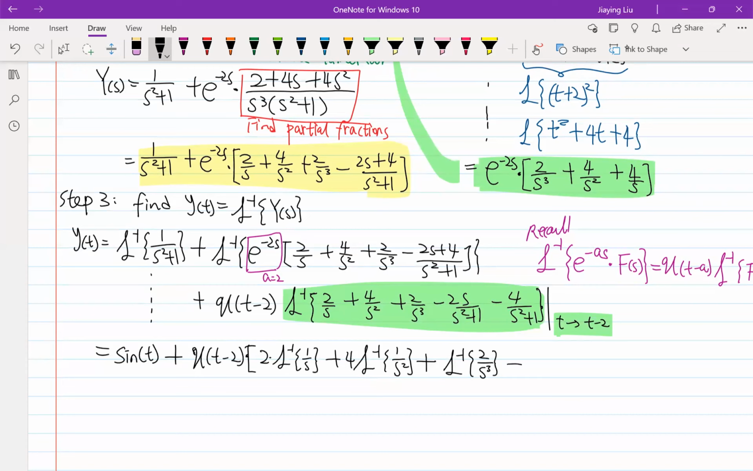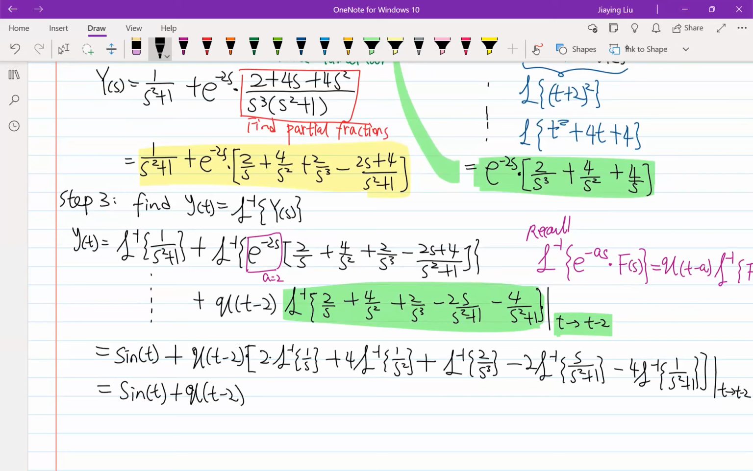But it's safe to pull out the 2 and the 4 from the other terms. So minus 2 times the inverse Laplace of s over s squared plus 1, minus 4 times the inverse Laplace of 1 over s squared plus 1. And at the end, t goes to t minus 2. So let's try to finish this problem here. So we get sine t plus u of t minus 2. Then in the bracket, we have 2 times 1, just 2, plus 4 times t.